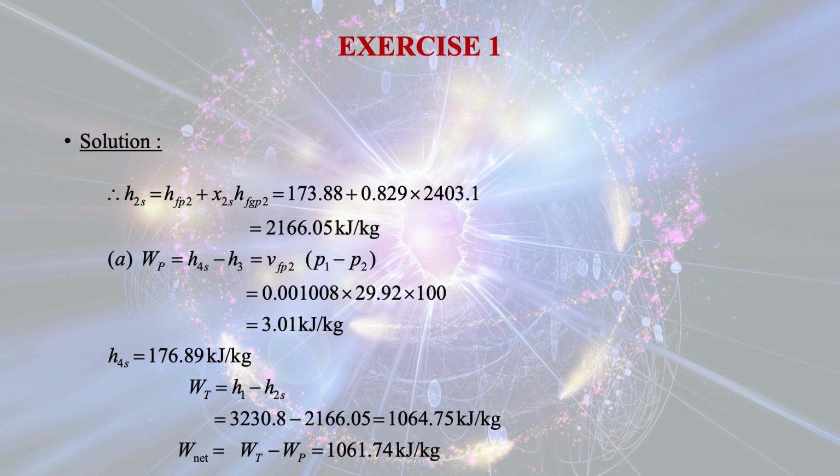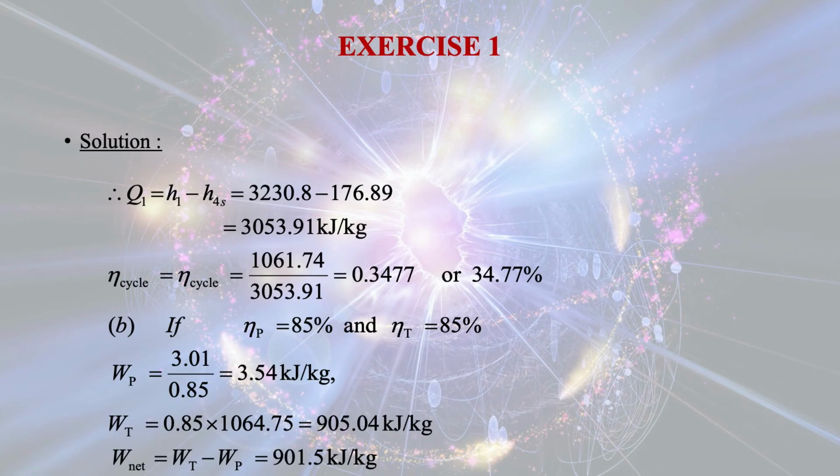So WT is equal to H1 minus H2S, that you know. H1 you have just calculated H2S, so there is no problem for calculating WT, that is work done by the turbine. So WT is equal to 1064.75 kilojoule per kg. Now W net is the net work done for this process, is equal to WT minus WP. You know WT, you know WP, so W net is equal to 1061.74 kilojoule per kg.